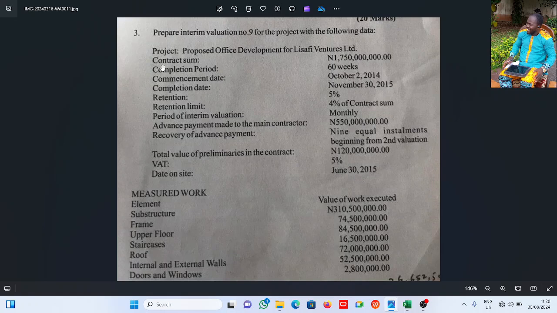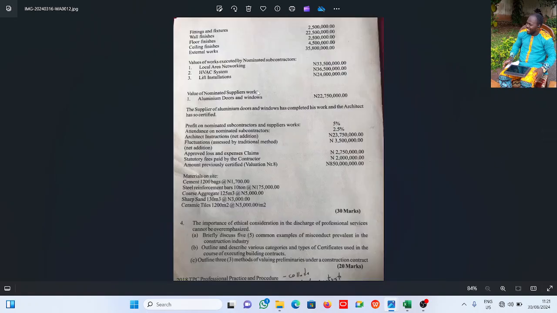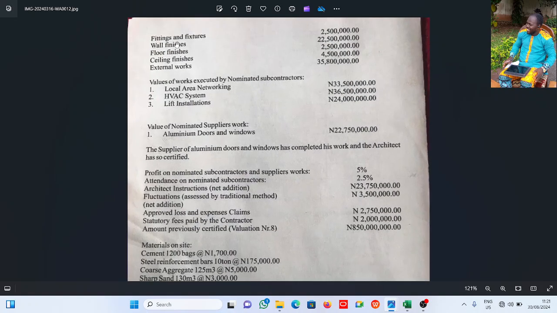It says prepare interim valuation number 9 for the project with the following data. This is the data here: the contract sum, the contract period, the commencement date, and all. This is the measured work, the elements and value of work. You see substructure, frame, and the amounts in that order. On the next sheet, you see finishes and fixtures, wall finishes, floor finishes, and the amounts in that order.